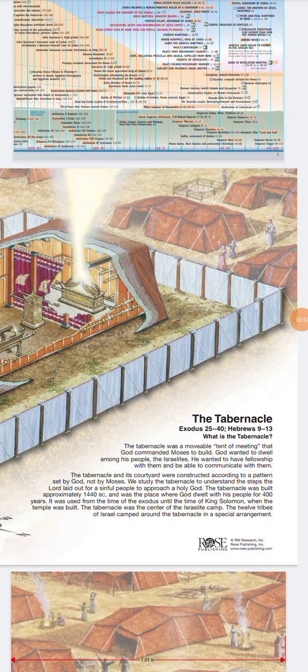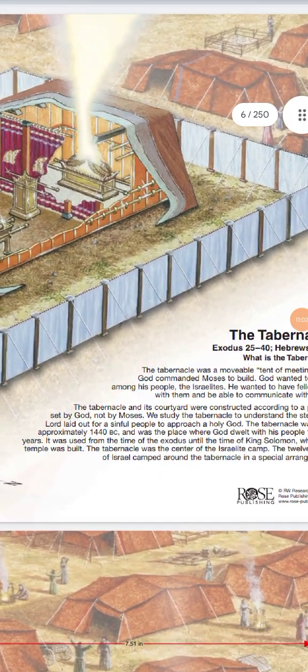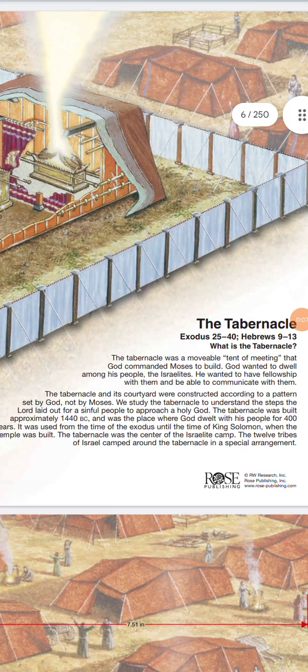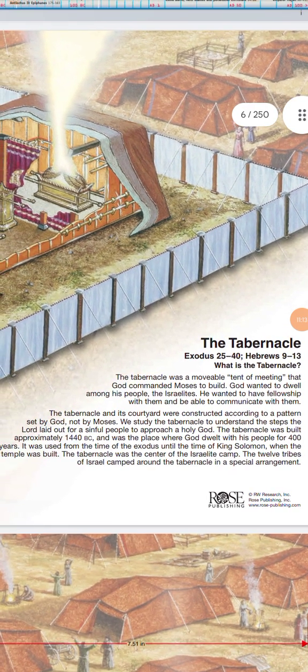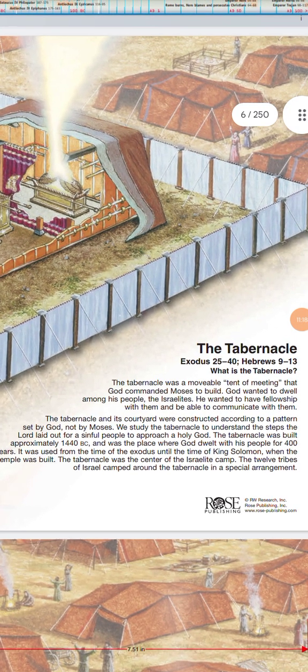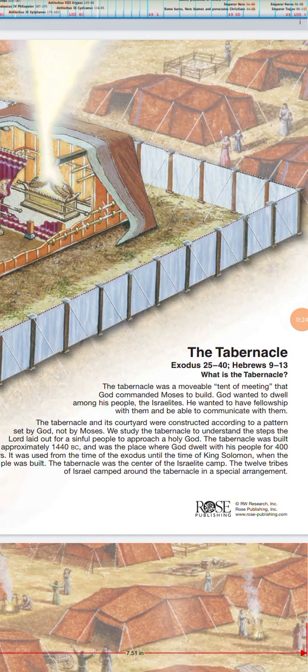The tabernacle was a movable tent of meeting that Yahweh commanded Moses to build. Yahweh wanted to dwell among his people, the Israelites. He wanted to have fellowship with them and be able to communicate with them. The tabernacle and its courtyard were constructed according to a pattern set by Yahweh, like I just mentioned in Exodus chapter 25 through chapter 40. Hebrews chapter 9 through chapter 13 reflects on those chapters of Exodus and filters it through the Spirit on how it still has relevance to this day.